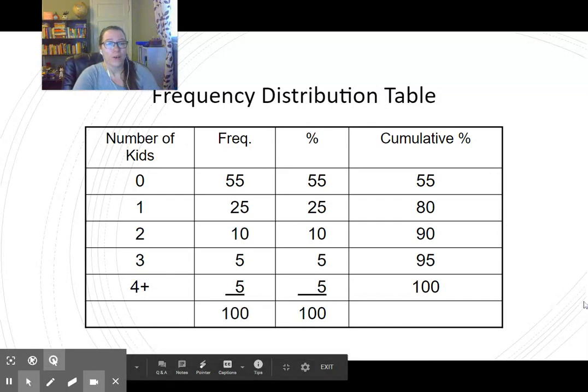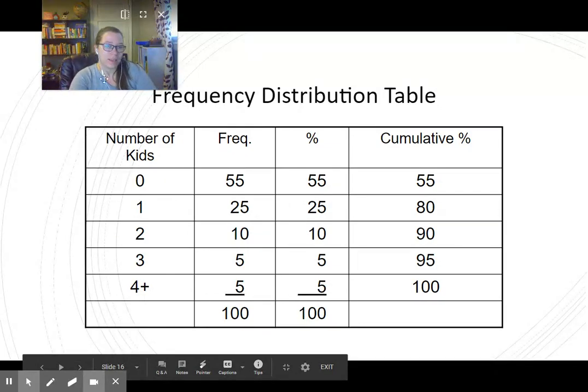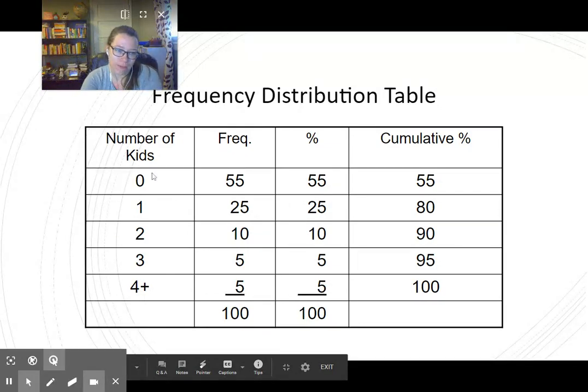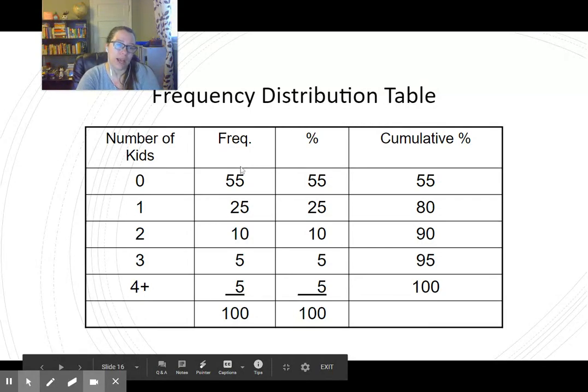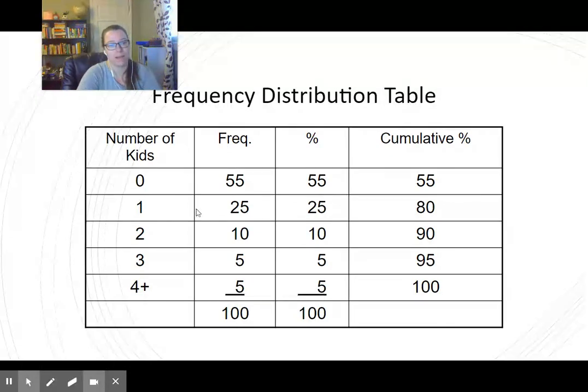Okay, so I surveyed 100 people. Top 5 answers are on the board. Just kidding. So the number of kids, right, is how many people have this many kids? Then we have the frequency, right? How many people said I have no kids? How many people said I have 1 kid, 2, 3, more than 4?